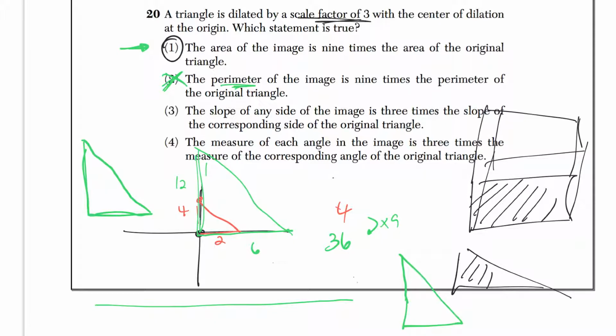Choice 3 and 4 are counting on you not understanding dilation. We've said it in other videos, but dilation preserves shape. It doesn't preserve size, but it does preserve shape. And when we talk about shape, we mean angles and we mean slope. So after a dilation, slope will always be the same and angle measure will always be the same. So anything that tries to tell you after a dilation, these things are 3 times as big, that's just not how dilations work. Dilations always preserve slope and they preserve angles.